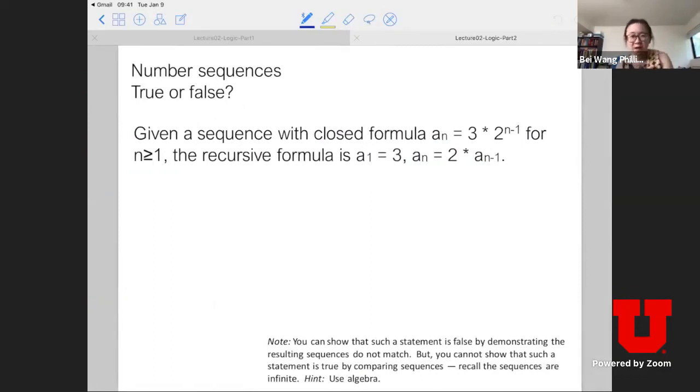Now let's throw in a question from number sequences. You learned number sequences in lecture 1, part 2. But here is an interesting question. If I give you a sequence with a closed formula, a_n is 3 times 2 to the power of n minus 1, is it true that the recursive formula is given below? So what is the main idea here?